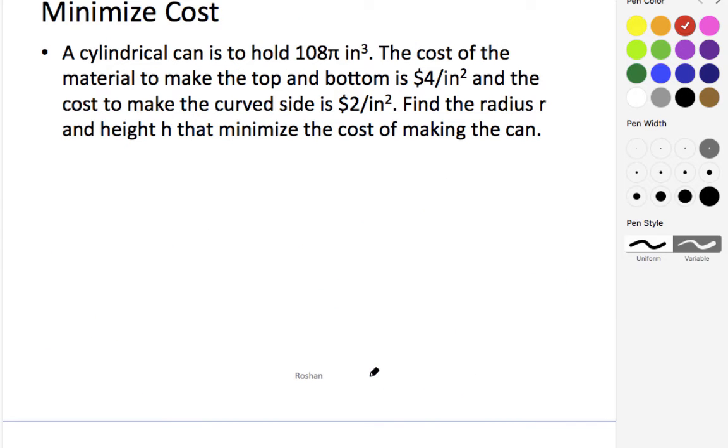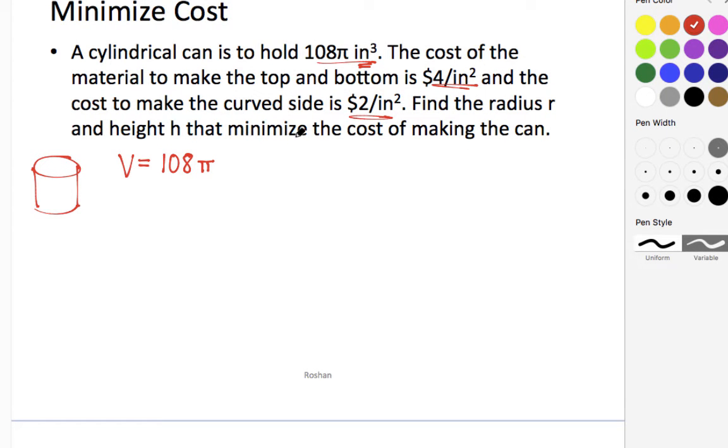Now let's do a cost minimization problem. So we have this cylindrical can, and it's supposed to hold 108 pi cubic inches. It's inches cubed, so that's an indicator that that's my volume. The cost of the material to make the top and the bottom is $4 per square inch, and the cost to make the curved side is $2. Find the radius and the height. That's the cost of making the can.